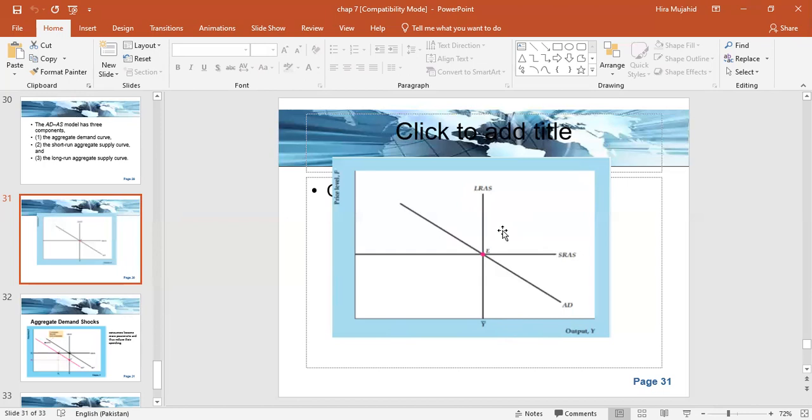This figure represents an economy that is simultaneously in short run and long run equilibrium. The short run equilibrium is represented by the intersection of aggregate demand and short run aggregate supply, which is point E. The long run equilibrium is represented by the intersection of aggregate demand and the long run aggregate supply curve.